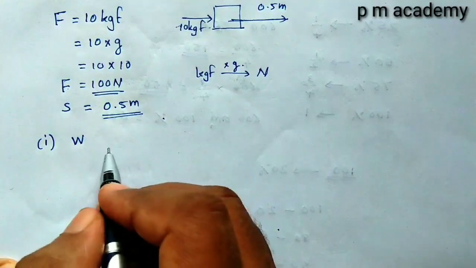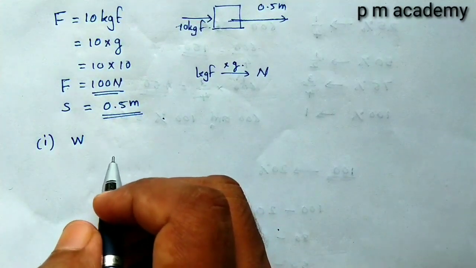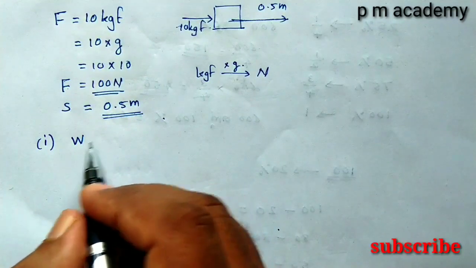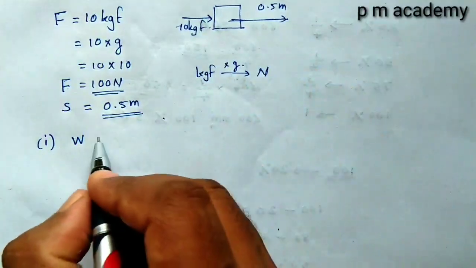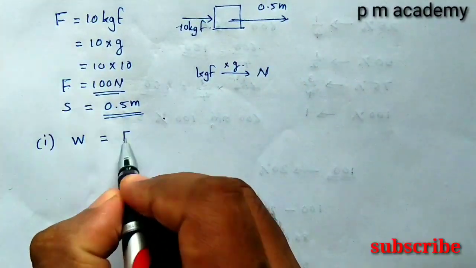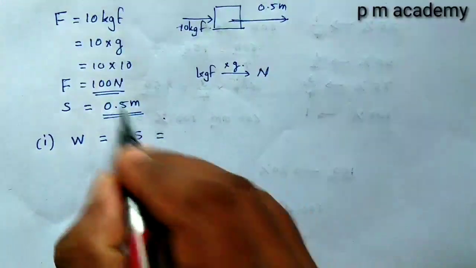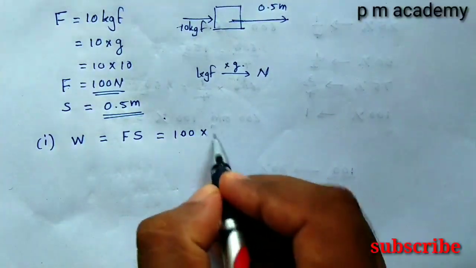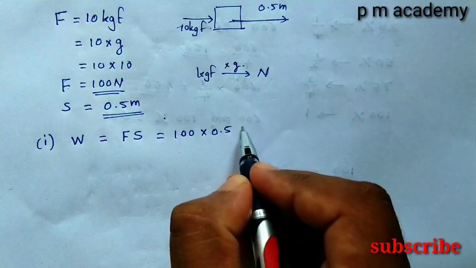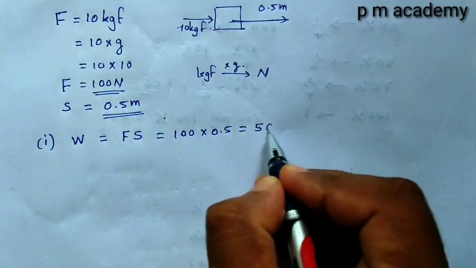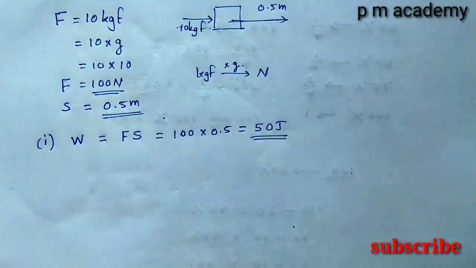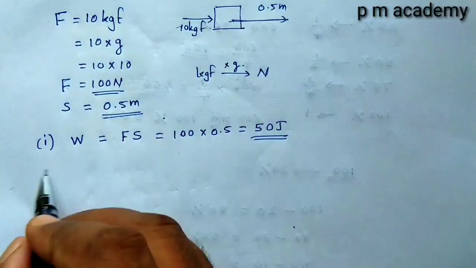Question number 1, the force and displacement are in the same direction. You know that if the force and displacement are in the same direction, the work done is equal to force into displacement. The force is 100 Newton and the displacement is 0.5. Therefore, the answer is 50 joule. Okay, very simple answer.